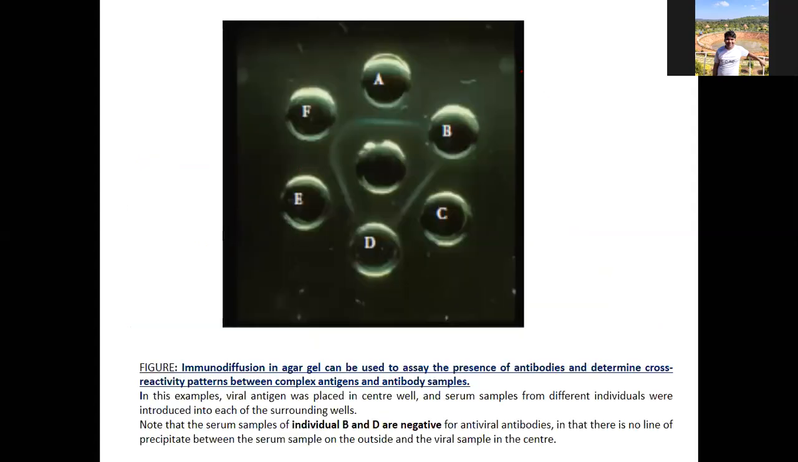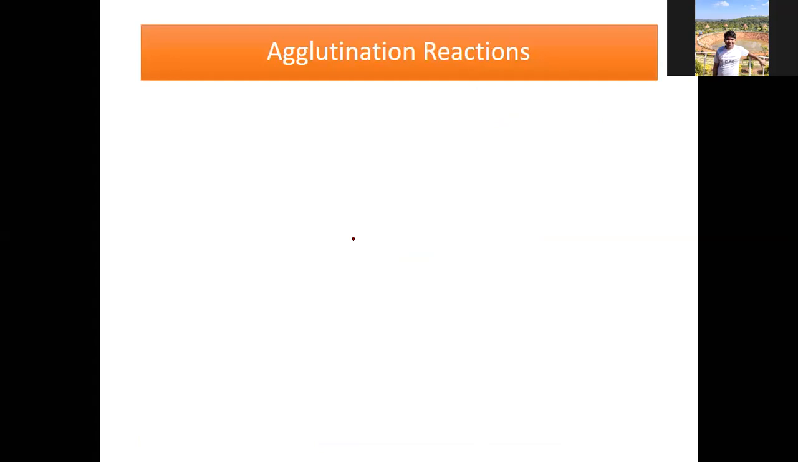If you look at this picture, it is an example where an antiviral substance is added at the center well. Antisera taken from different individuals are placed in wells A, B, C and D, and we can see a thin precipitation line at all the wells except B and D. This indicates that B and D are giving negative results, meaning they do not have any antiviral antibodies. These kinds of assays are used in immunoprecipitation.